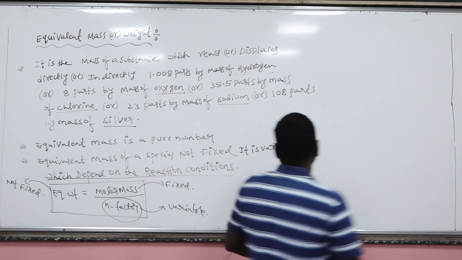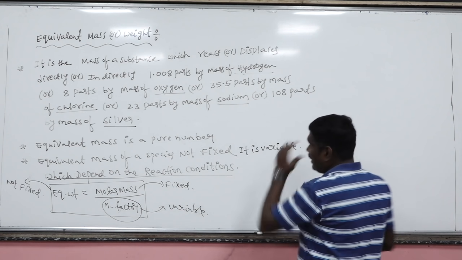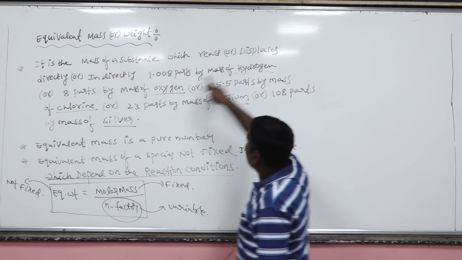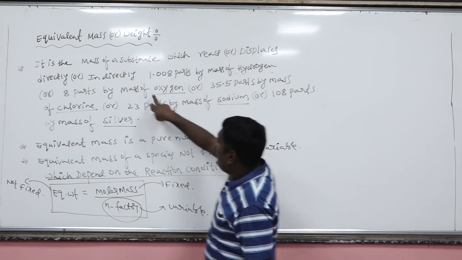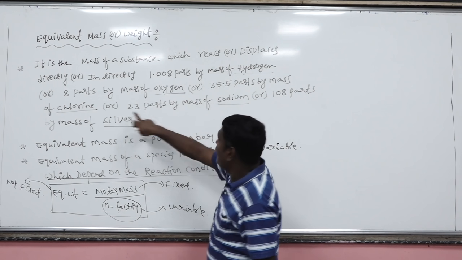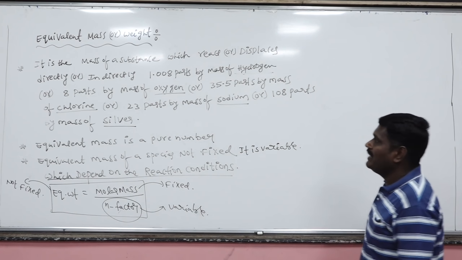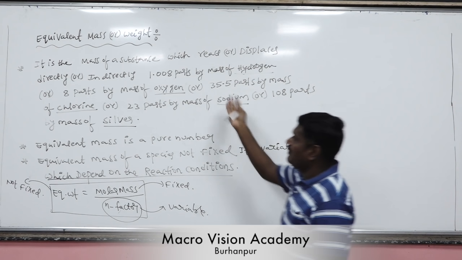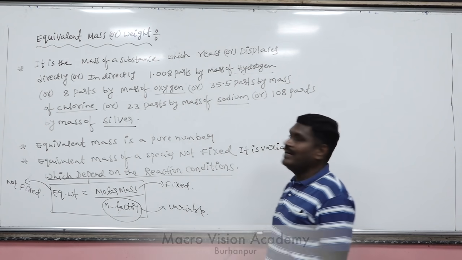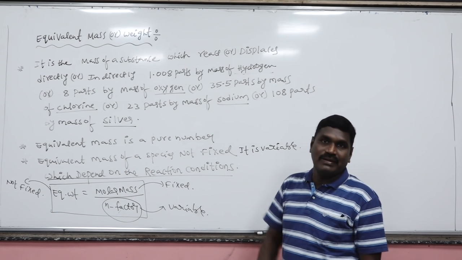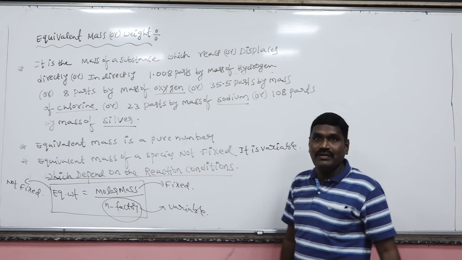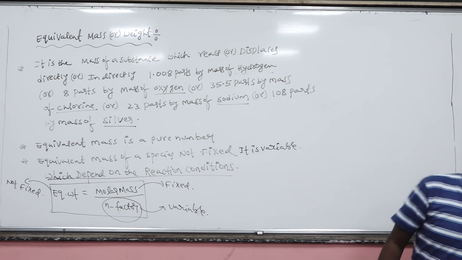Reaction conditions. Now, here I am taking some examples: hydrogen, oxygen, chlorine, sodium and silver. These are important referring elements. By referring to these elements, we can calculate the equivalent weight of an unknown element.